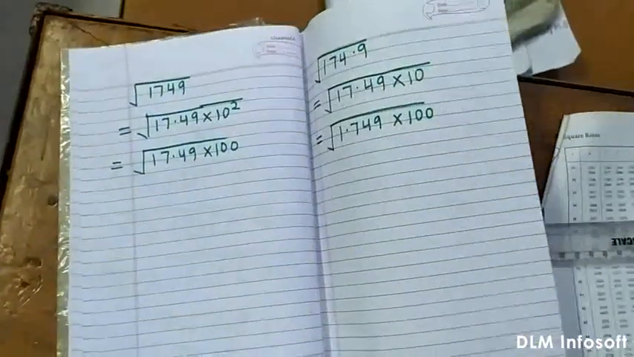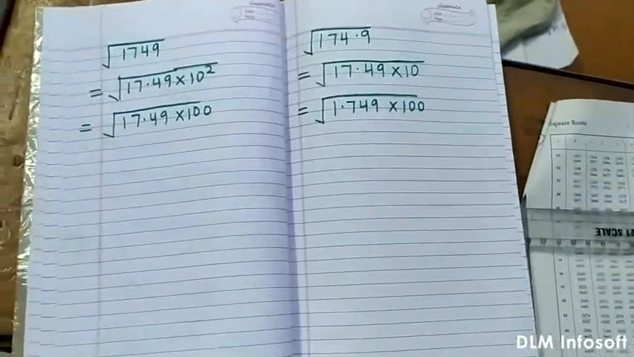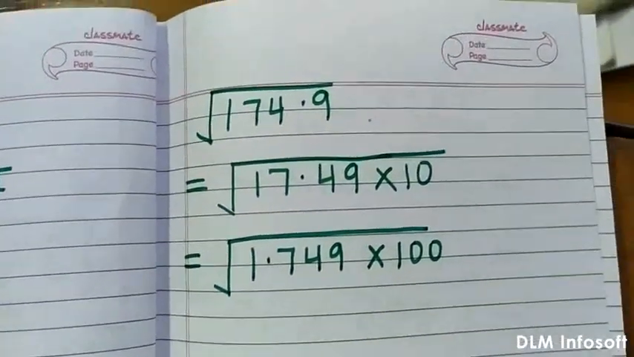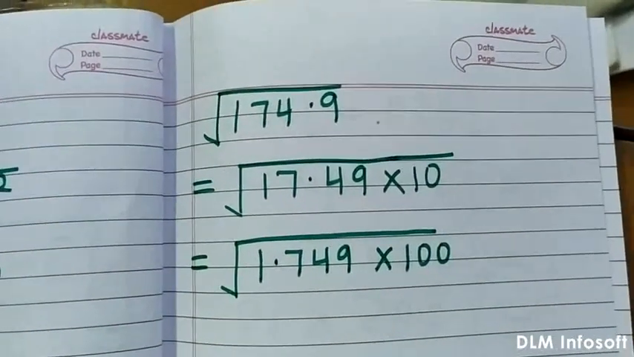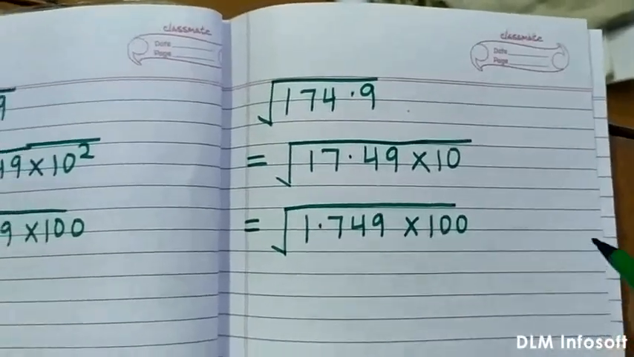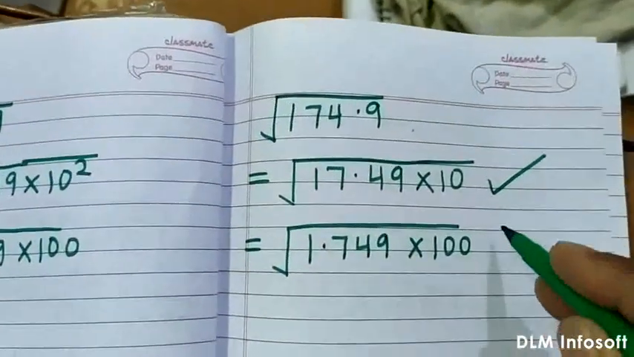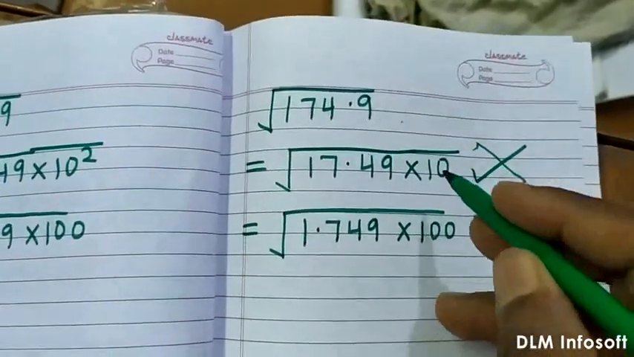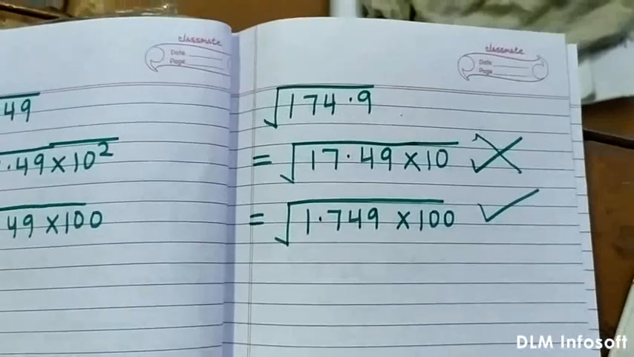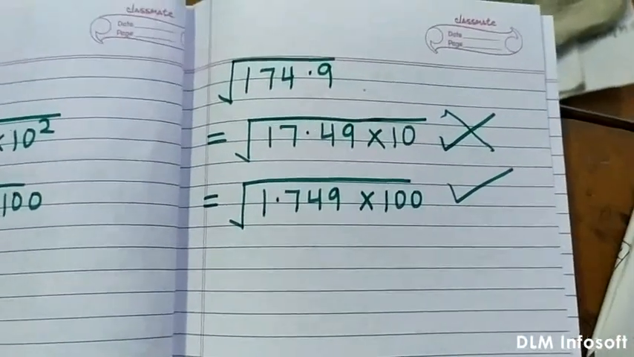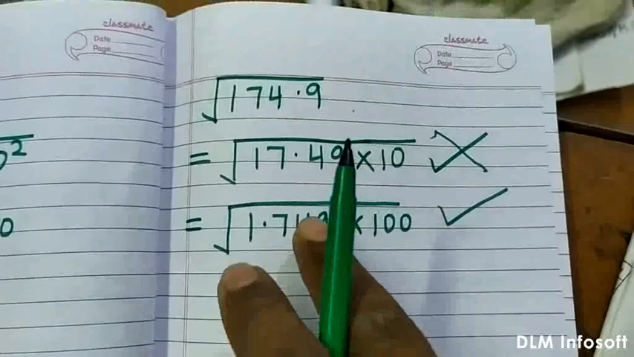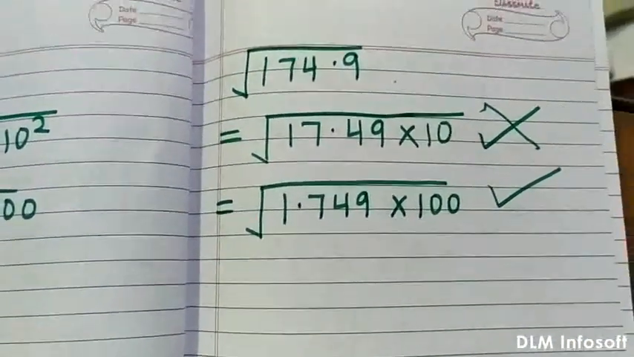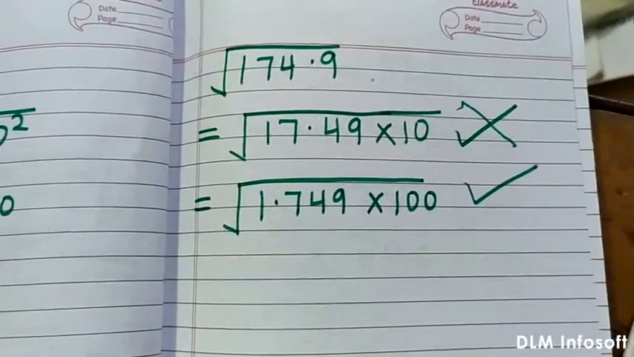Suppose there are four digits. Four digits means like this, 174.9. So this you can write in the power of 10 in two ways, either in this way or in this way. But we will not accept this one. Why? Because here the power of 10 is 1. Is it clear? You have to make the power of 10 either 2 or 4. So we will take this one. So here once again you will see in the first line.